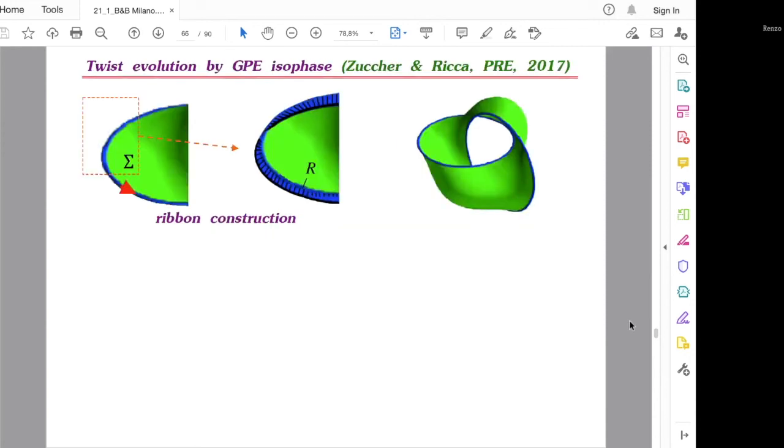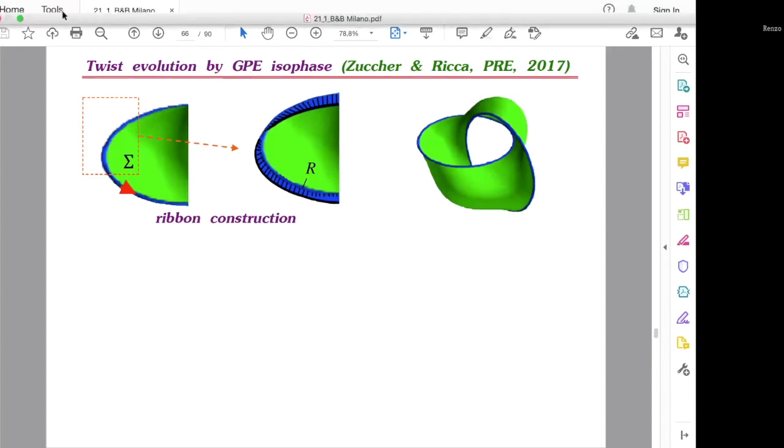Let me consider now GPE evolution. Now, I have to correct a wrong statement by Matteo in the last session of our meeting. The idea to use the isophase surface here, visualized in red, to construct a ribbon is actually not new, it goes back to our work. Simone in particular used it to construct the ribbon, so it is not new. And we can follow the isophase surfaces during reconnection.